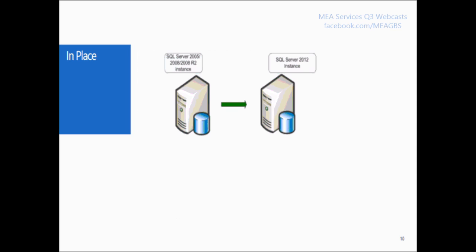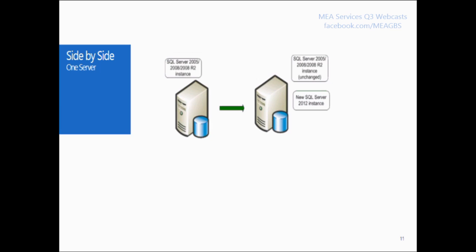For an in-place upgrade, as you can see in this drawing, this is just an explanation: you started with one server, with one instance, and you end up with 2012 on that same instance. However, for the side-by-side, let's consider the first scenario, which is the one server scenario. You have that one server with one instance, and you will end up with two instances. You will have the previous instance, or the old instance, unchanged. It will stay on that server. However, you will end up with the new instance.